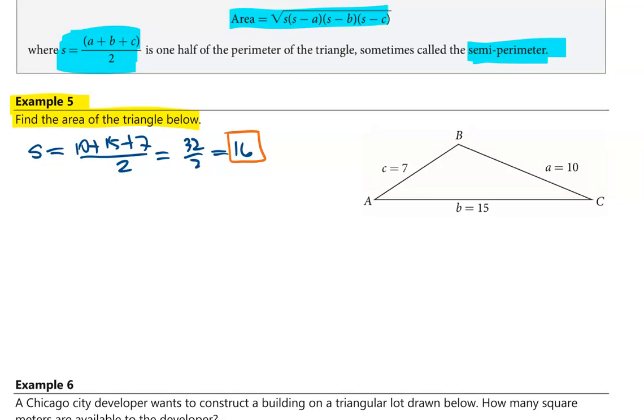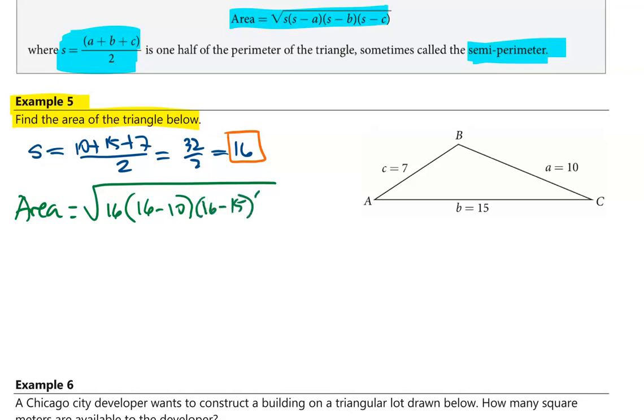And then use the area formula. That is square root of s, which is 16, times s minus a, so 16 minus 10, times 16 minus 15, times 16 minus 7. Again, we're using this formula.